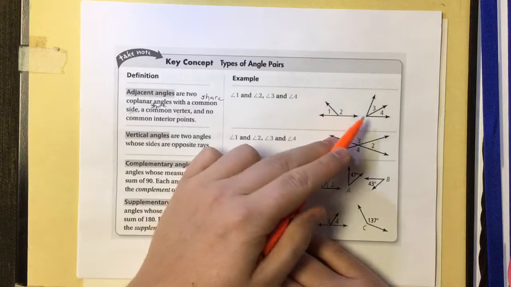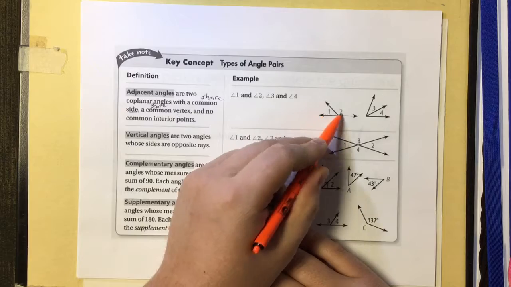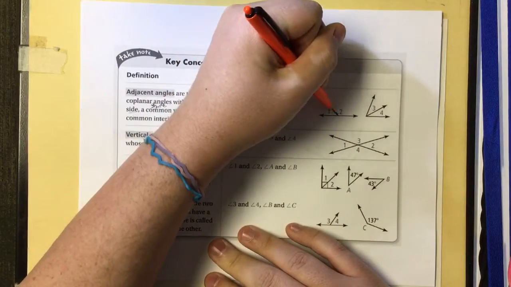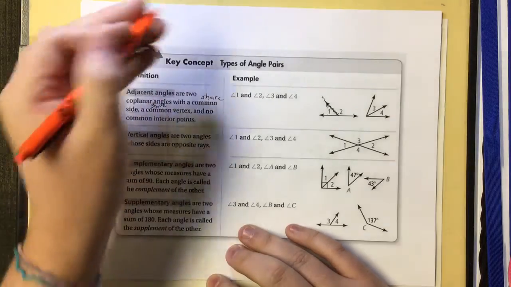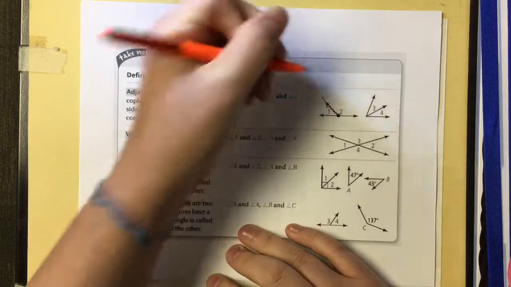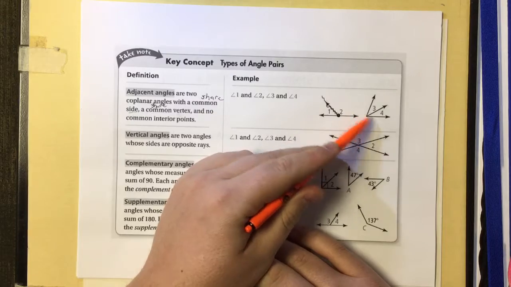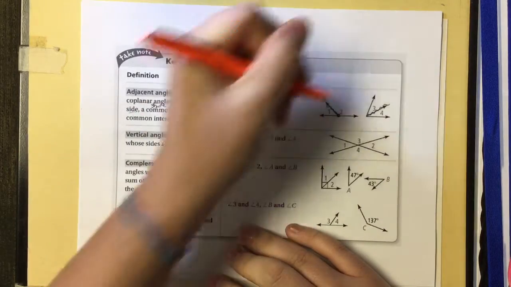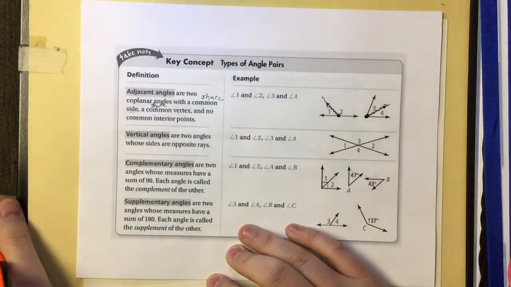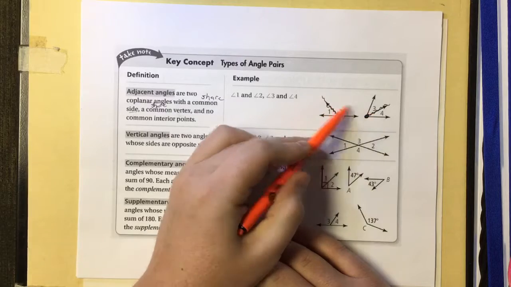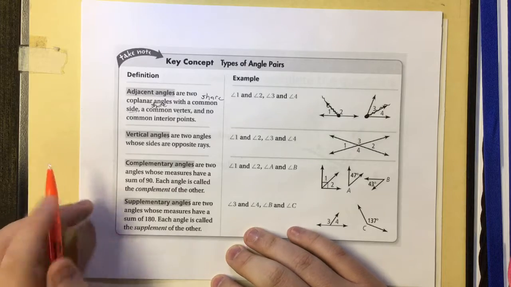So right here we have two different pictures of adjacent angles. Angle 1 and angle 2 are adjacent angles because they share that side right there. There's that common side or shared side, and they share the same vertex or corner. The corner of angle 1 and 2 are both that point right there. 3 and 4 are also adjacent angles. They share that side or that ray, and they have this point here as their vertex. Since they share a side and they share a vertex, that is an adjacent angle.